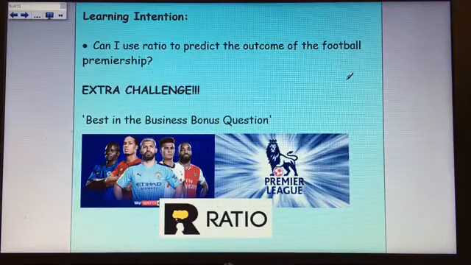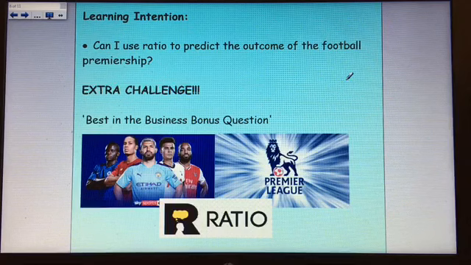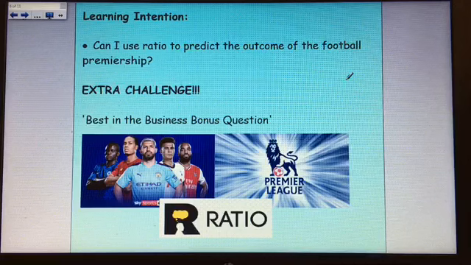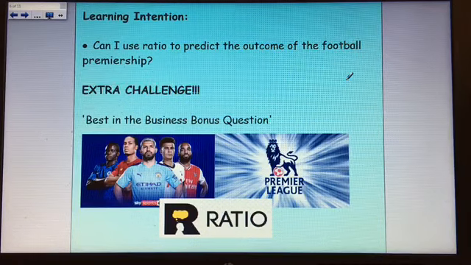Okay, so today's learning intention is, can I use ratio to predict the outcome of the football premiership? And there is some best in the business bonus questions, all linked to the man, the myth, the legend, 5 times FIFA World Player of the Year, Mr. Gosling.